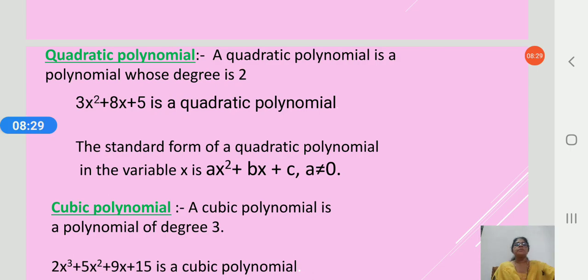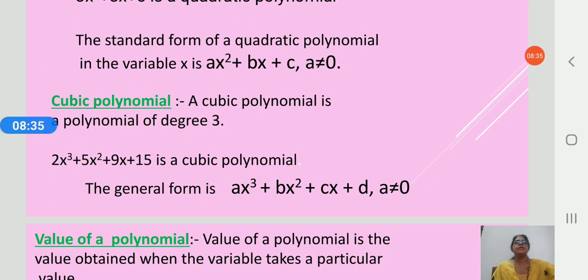The next type is cubic polynomial. If the degree of the polynomial is 3, that is called a cubic polynomial. Example: 2x raised to 3 plus 5x square plus 9x plus 15 is an example of a cubic polynomial. Here the highest degree is 3. The general form of a cubic polynomial is ax cube plus bx square plus cx plus d, where a is not equal to 0. Here also a, b, c, d are real numbers.